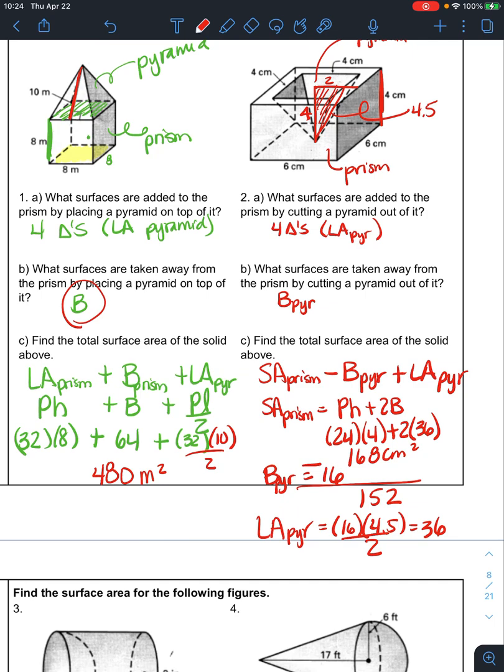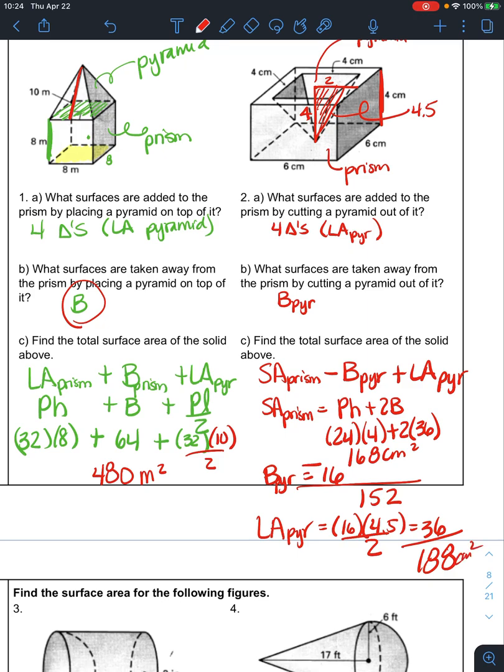And so then I had the 152. I need to add back in those 4 triangles. So 152 plus 36 is 188. Okay, so you get 188. And that would be centimeters squared.